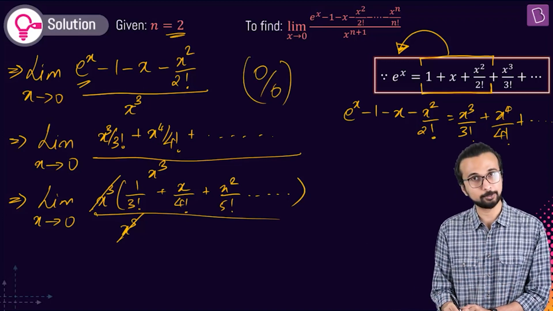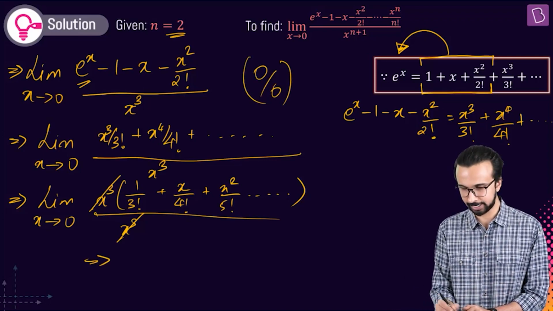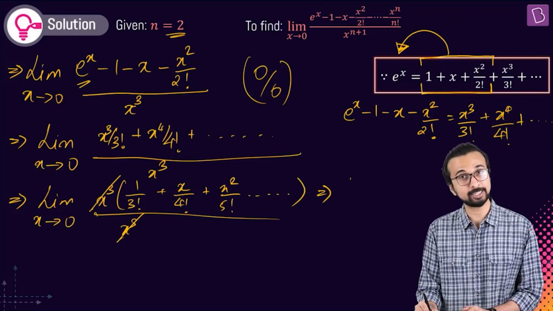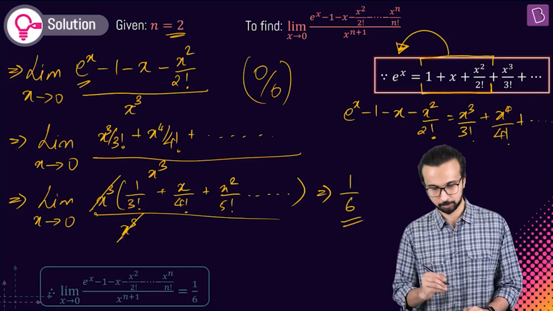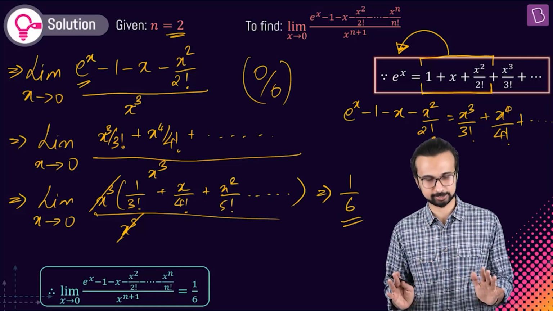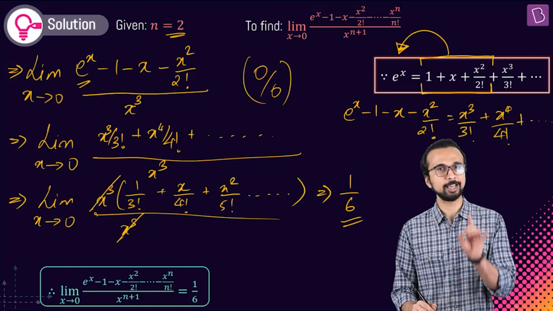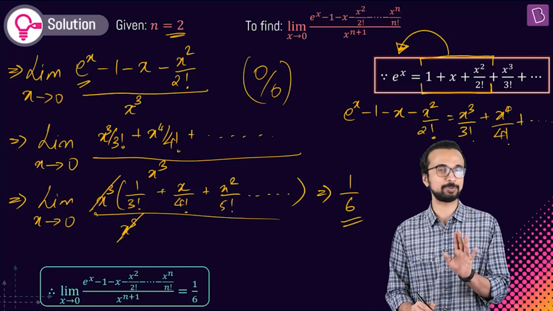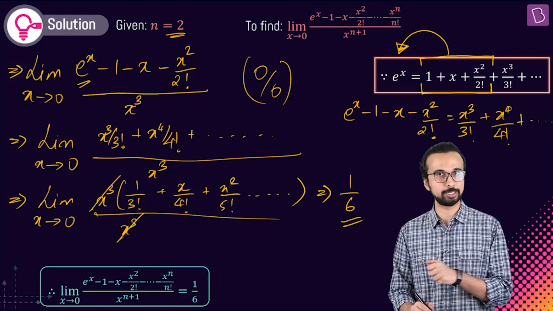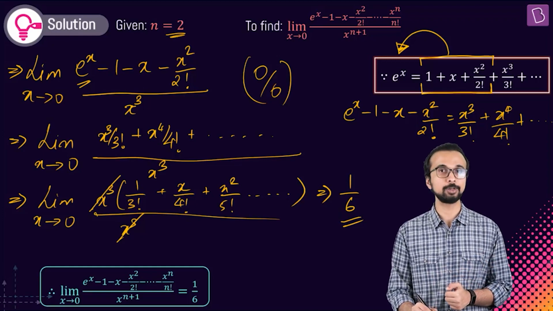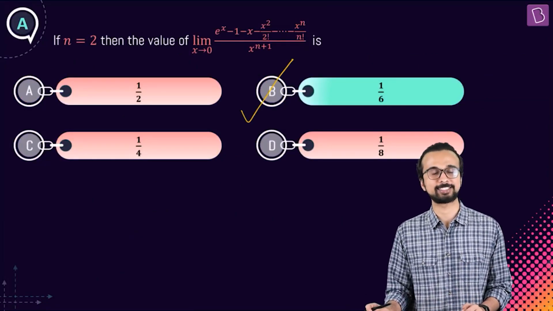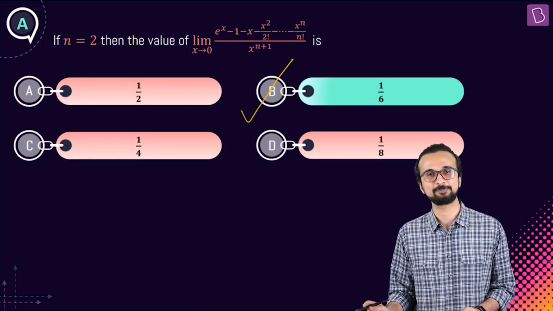Now let's put x equal to 0. Let's see what we get. We will get a very determinable value, which is equal to 1 by 3 factorial, or equal to 1 by 6. So this becomes our final answer here. What did we do in this question? We simply used the expansion of e power x in the numerator, and used that to cancel out with the denominator to get a finite value as 1 by 6. So hence, let's mark B as our correct answer. Got that?